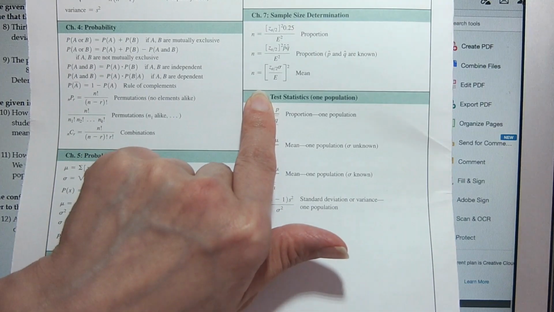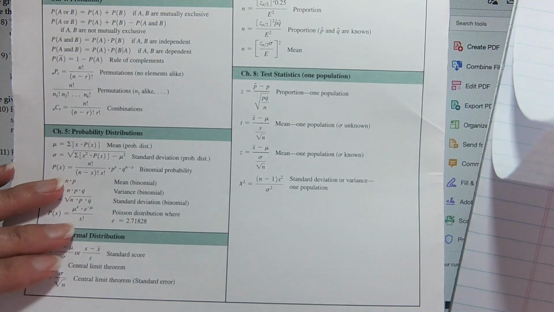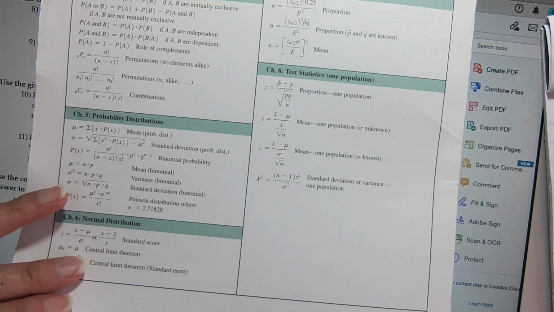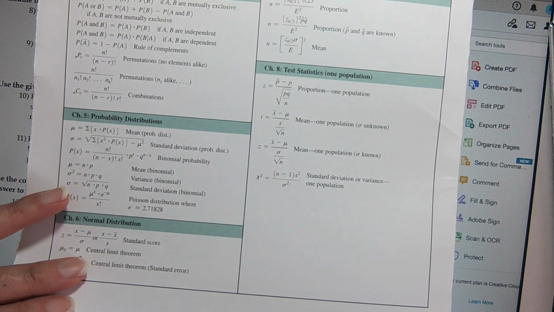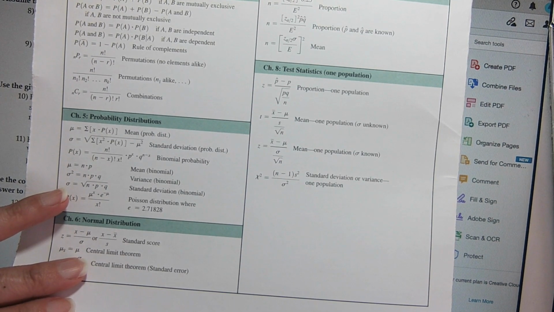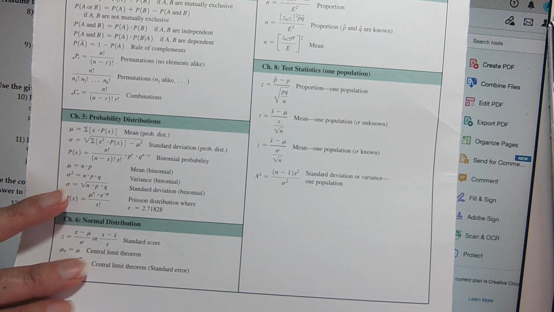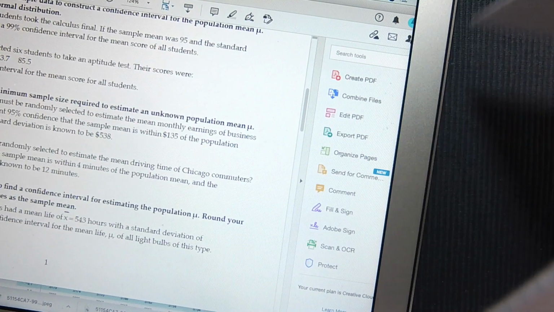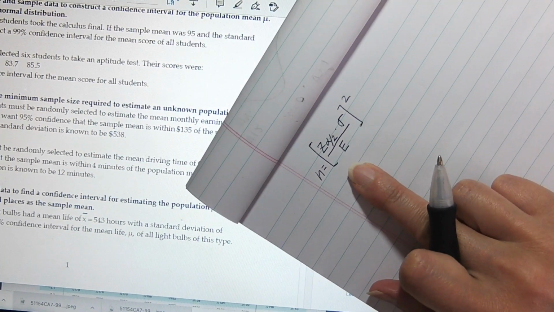Okay, let me write it for you. n equals Z alpha over 2 times standard deviation over E, squared. Okay, I just copied the question. So look at the formula set. Here's my formula.